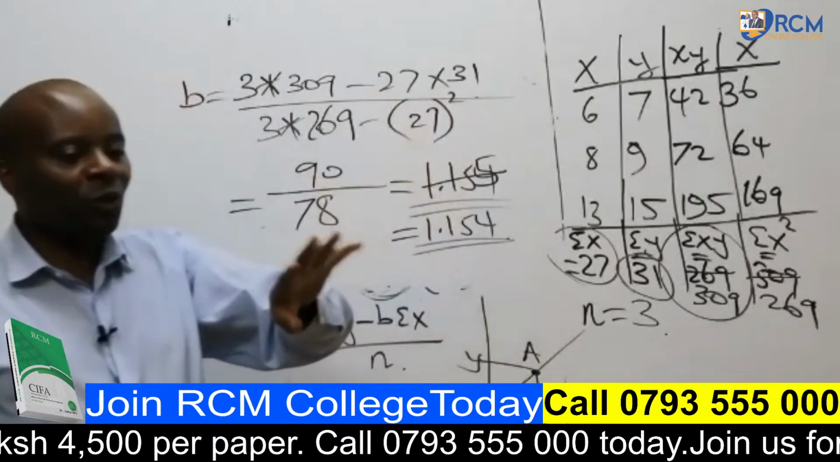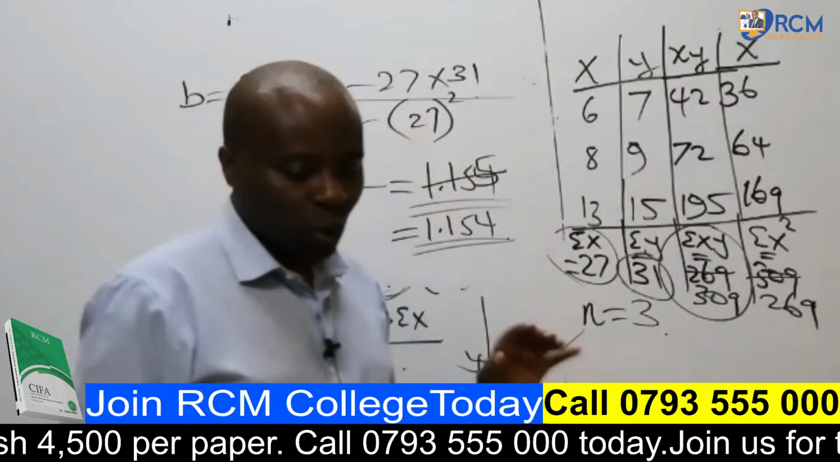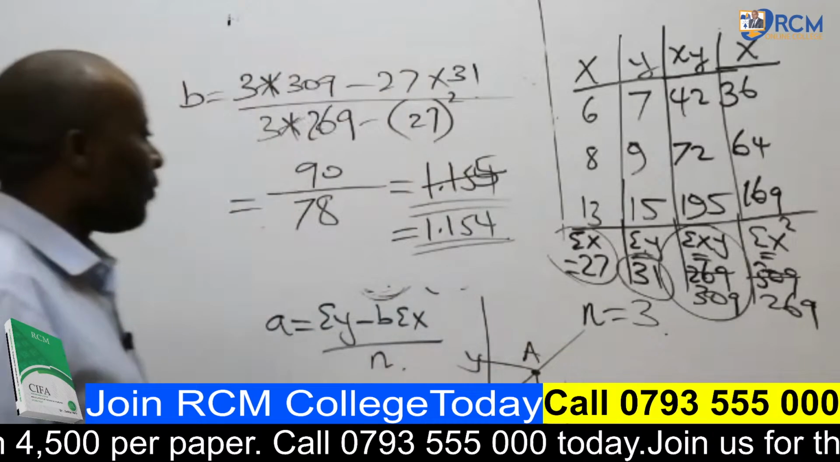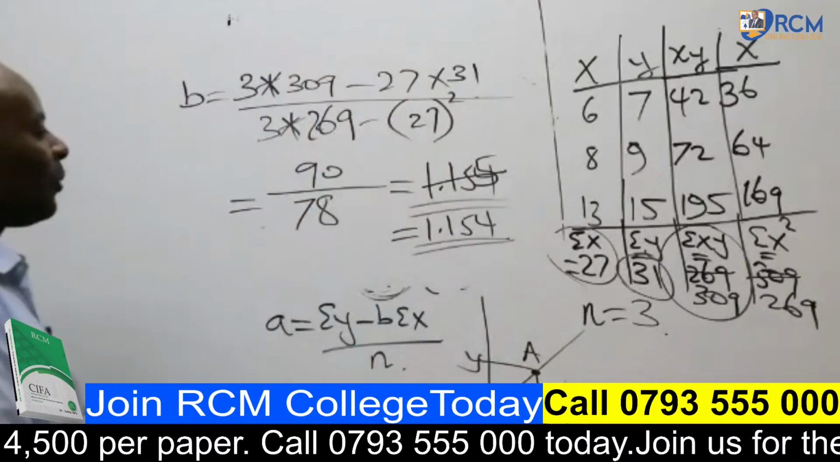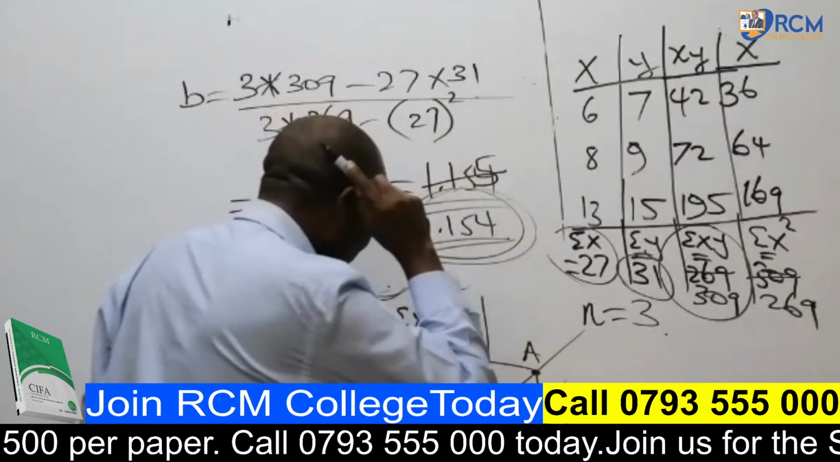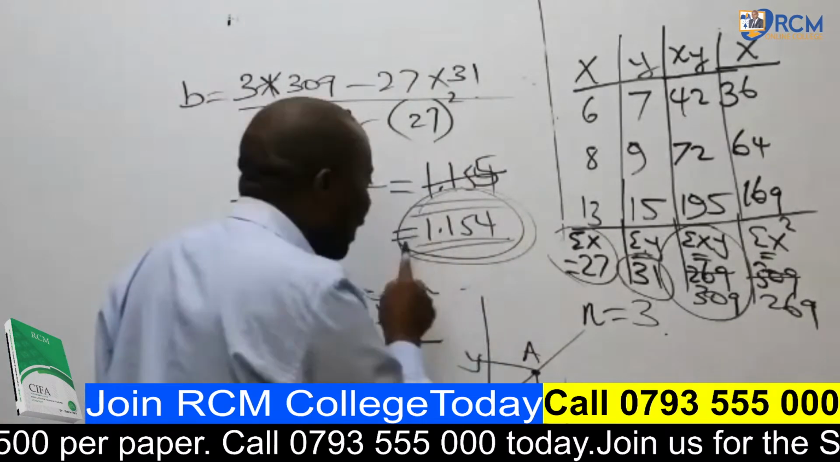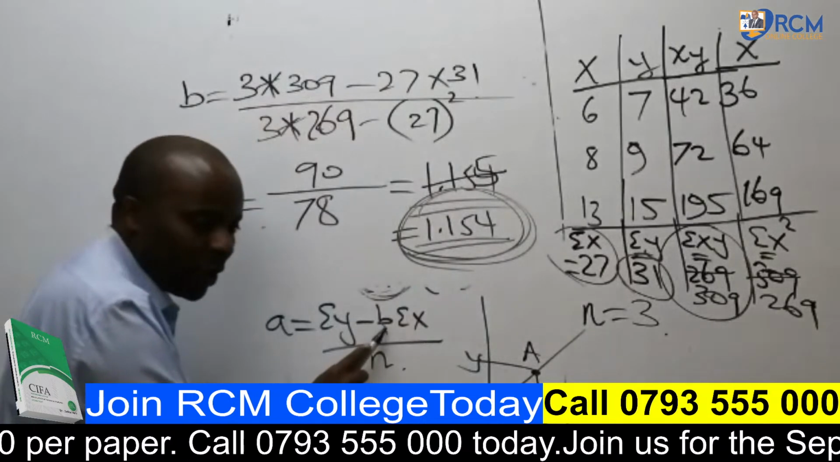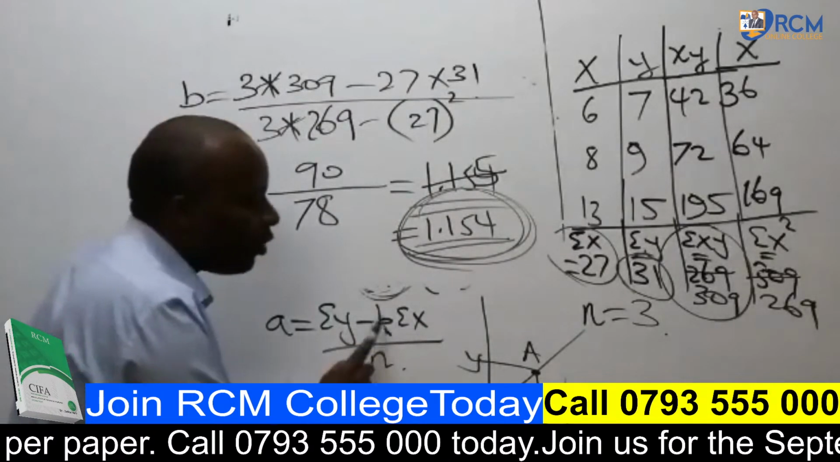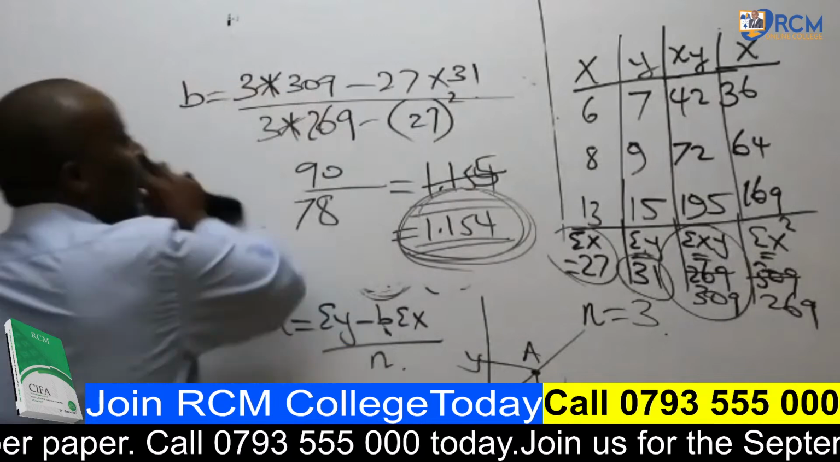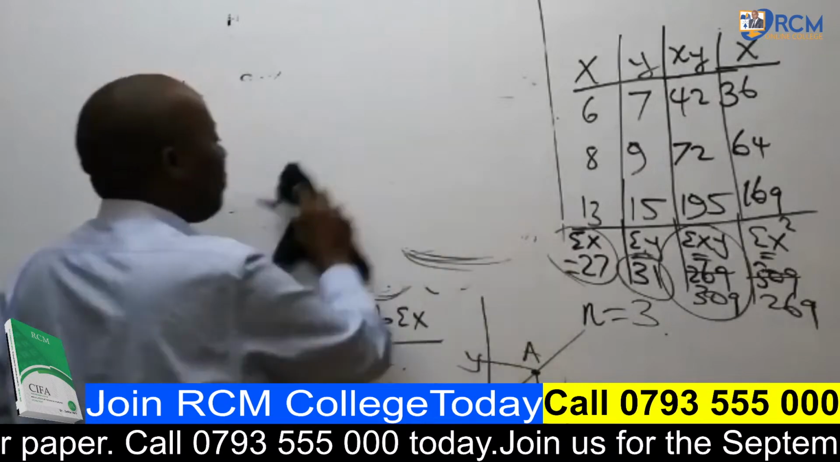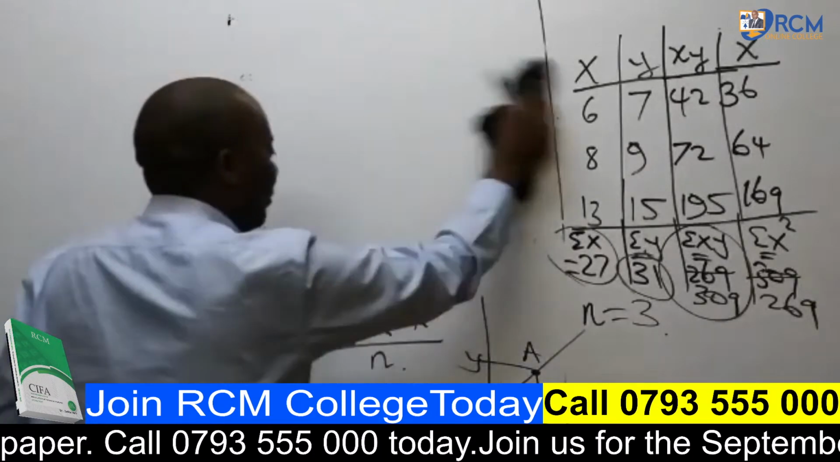Let's restrict ourselves here to 3 decimal places. That is quite good enough for us. Ladies and gentlemen, this figure here will be stored somewhere at the back of my mind because I need it here. While calculating A, I need the value of B. So this figure, I have to really write it permanently somewhere at the back of my mind.